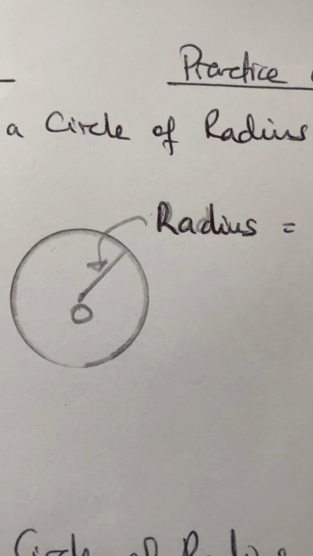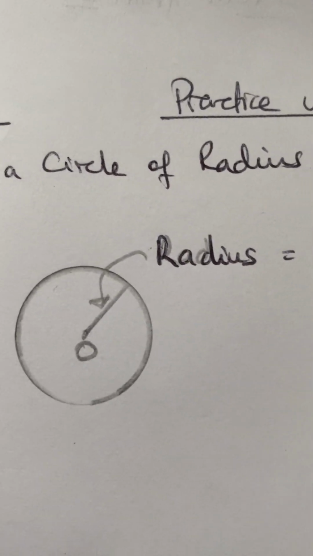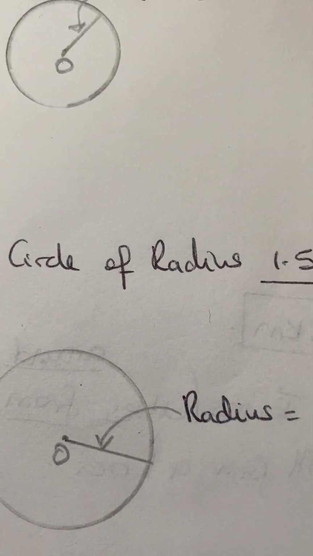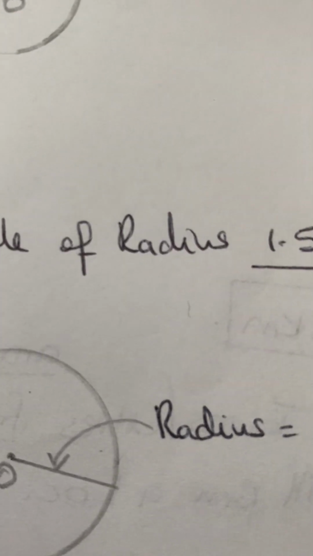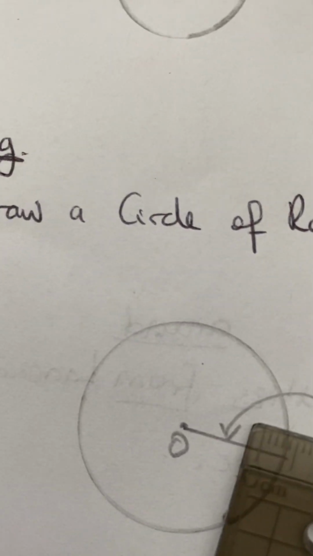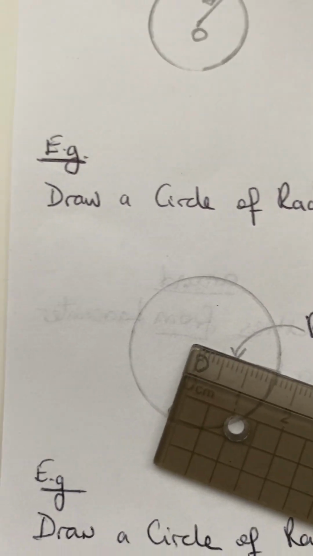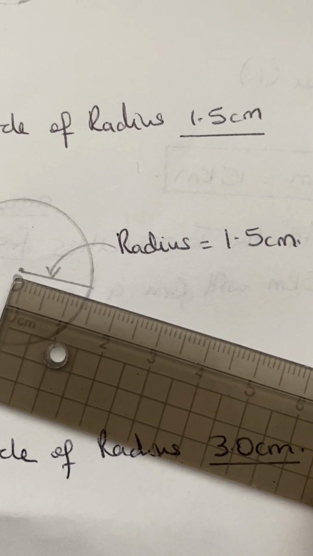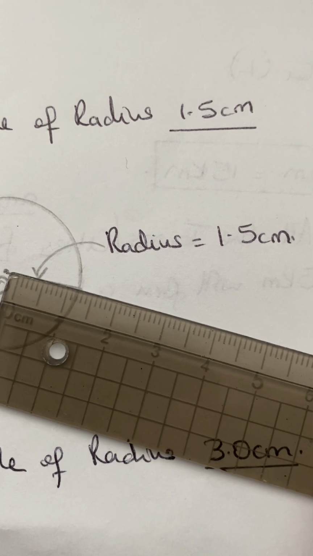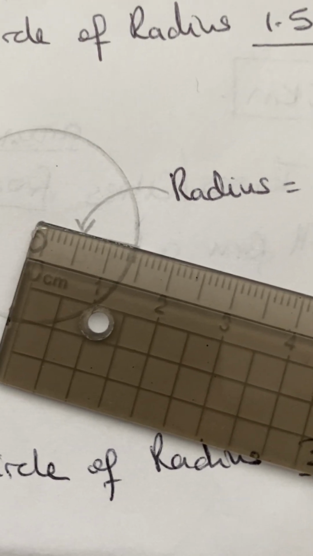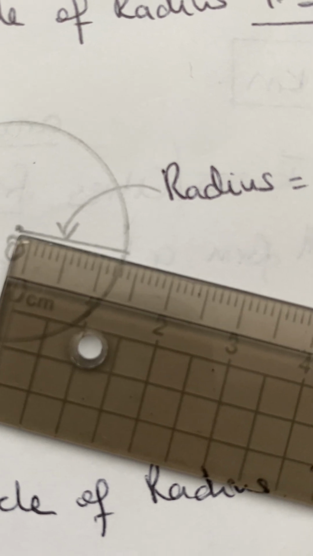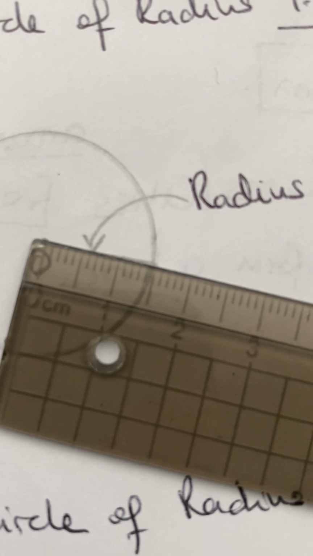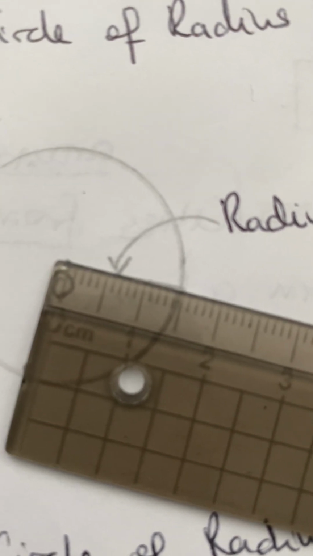The next one is draw a circle of 1.5 centimeters. So that is my circle. Again, I used the compass and the ruler, okay. That is 1.5 centimeters. So as you can see, let's zoom in and see. There, that is the 0, and that is 1.5.